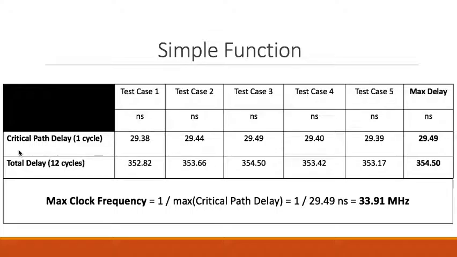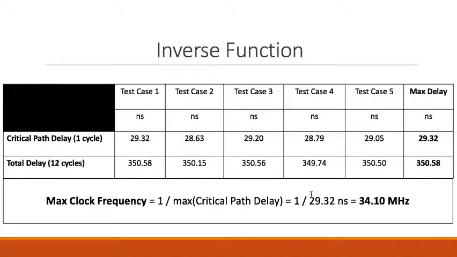Here, for the 5 test cases that I've taken, I found the max delay to be 29.49 for one cycle to execute, and that gives me the speed of my design, which comes out to be 33.91 megahertz. For the inverse function, similarly, it comes out to be 34.10 megahertz.